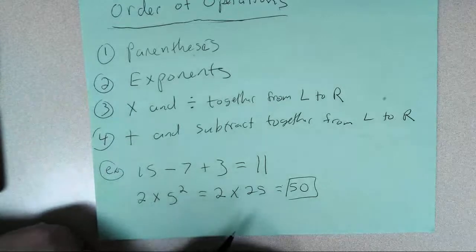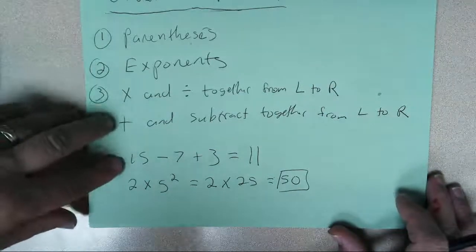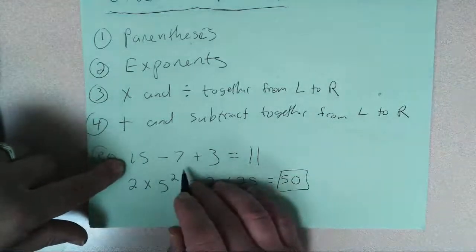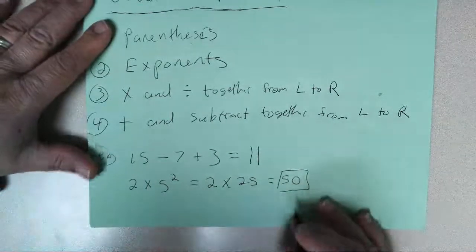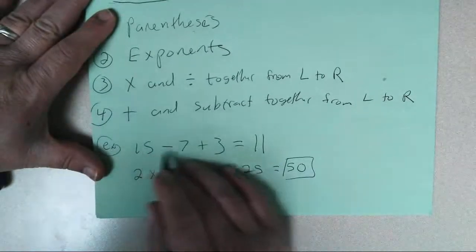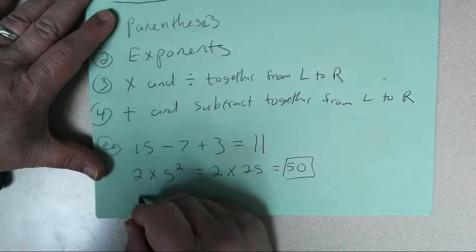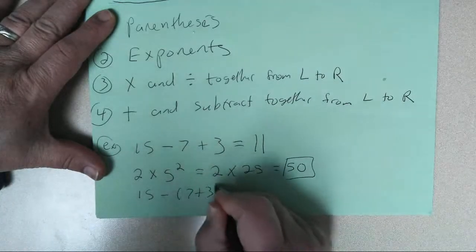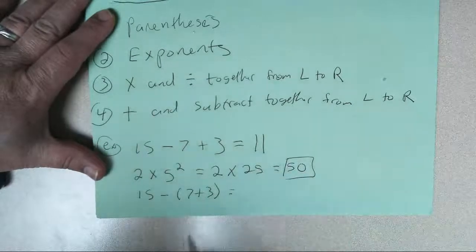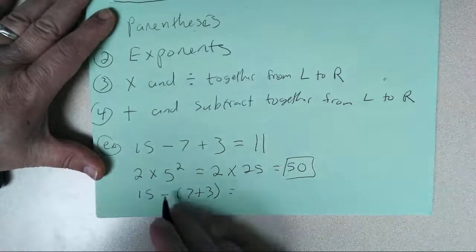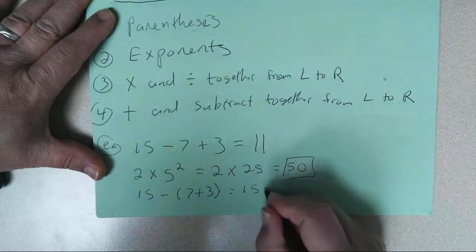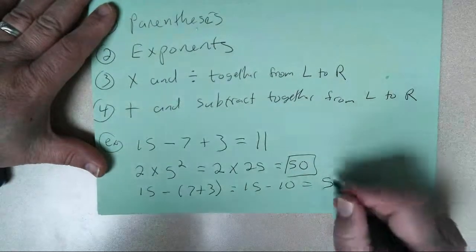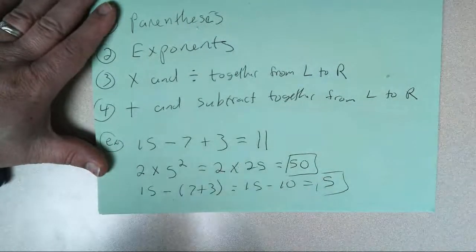Okay, so now let's say what you wanted here is for the person to add first and then subtract. That's where parentheses come in. So if I want them to add first, I have to tell them, 15 minus, and the way I tell them to do it first is I use parentheses. Now this would be 15 minus 10, and then I would get 5. And that would be the answer there.